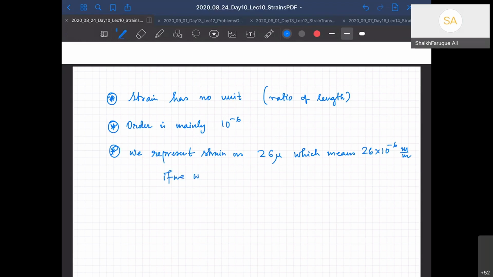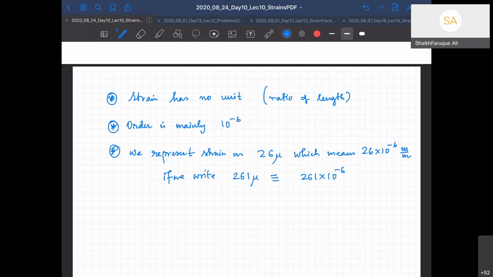So if we write 261 micron, which is equivalent to 261 into 10 to the power minus 6, that is the value of the strain. That's how we represent strain. But strain has no unit, so don't write micron as the unit of strain. Micron is not a unit of strain. That only replaces that 10 to the minus 6.